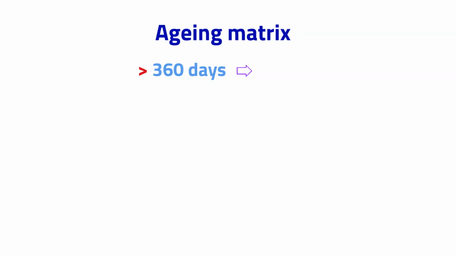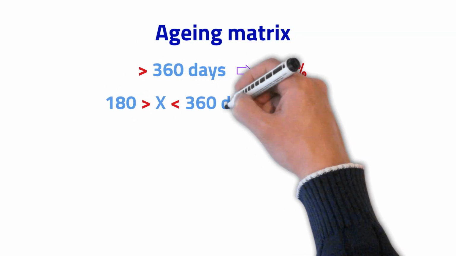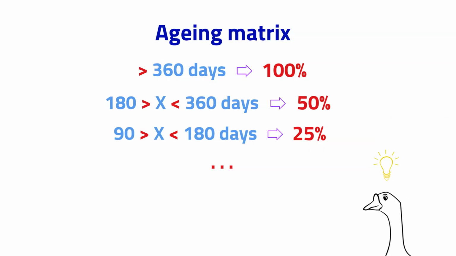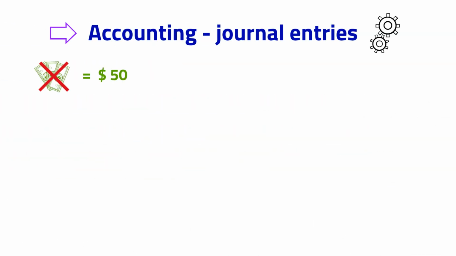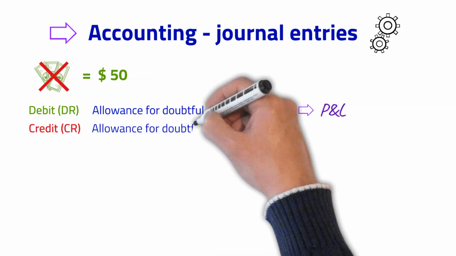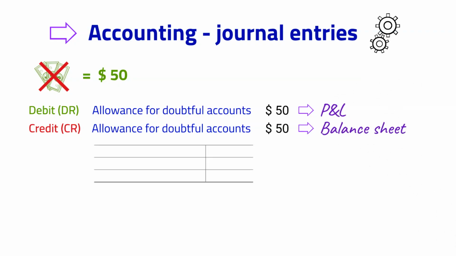So you record allowance of 100% for those receivables. For the customers who don't pay for more than 180 days but less than 360 days, you estimate the risk at 50% and record the allowance for that, and so on. The journal entries would be: debit allowance for doubtful accounts 50 goes to P&L as a loss. Credit allowance for doubtful accounts 50 reduces your accounts receivable on the balance sheet.